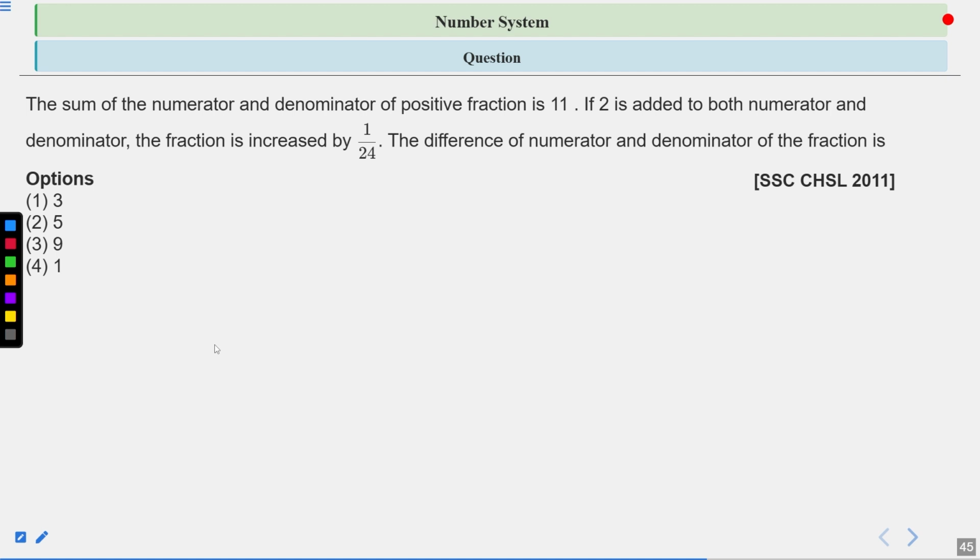The sum of the numerator and denominator of a positive fraction is 11. If 2 is added to both numerator and denominator, the fraction is increased by 1 by 24. The difference of numerator and denominator of the fraction is? This question was asked in the SSC CHSL exam in 2011. There are 4 options: first is 3, second is 5, third is 9 and fourth is 1. Now you have 10 seconds to solve this question. Your time starts now.